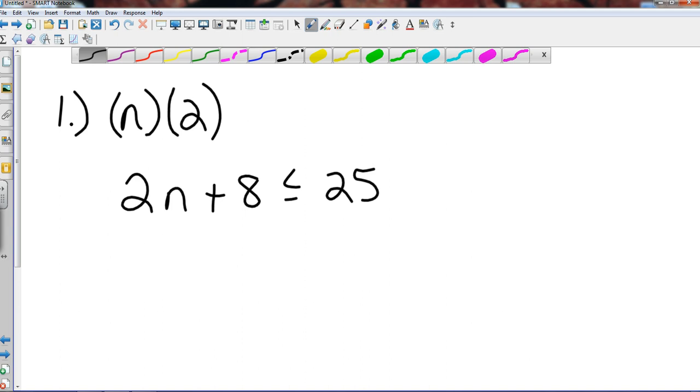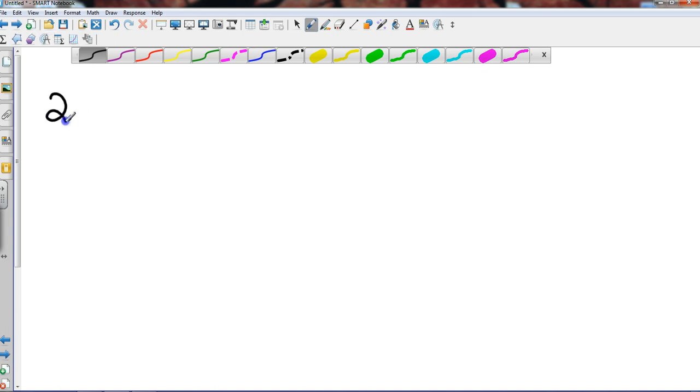Okay, question number 2. The temperature is at least 75 degrees. Okay, so no adding, no multiplying, no anything else. It's just T is what? Greater than or equal to 75. Okay, again, that's one of those that should take you all of about 2 to 5 seconds to get that one, right?